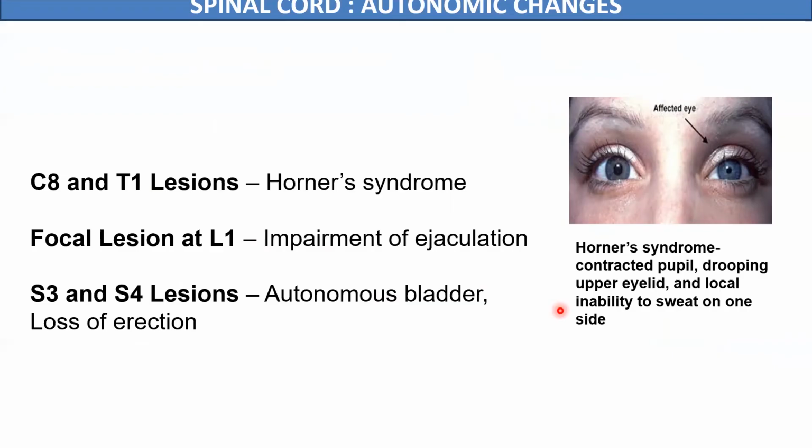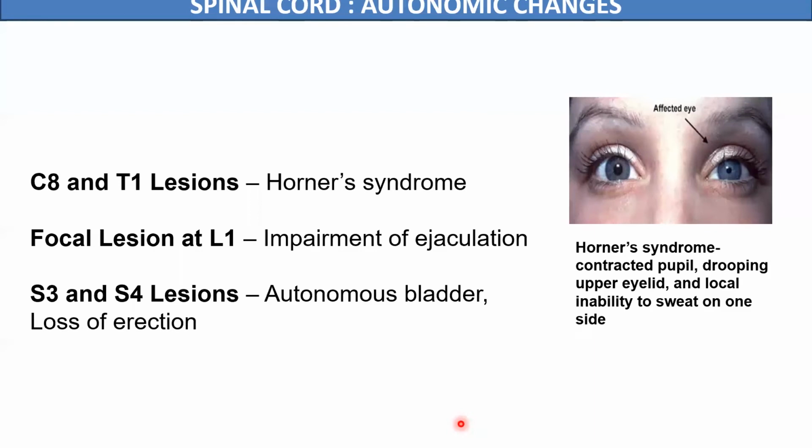While the lesions at the L1 segment, they will be characterized by impairment of ejaculation, while the autonomic changes at the level of S3 and S4 segment, they will result in involvement of bladder, and autonomous type of bladder can occur. So the signs and symptoms in the lesions of the spinal cord, they will depend on the level at which the spinal cord is involved.